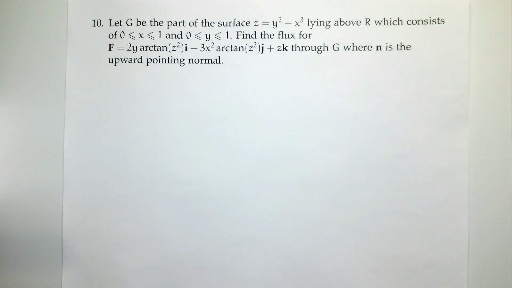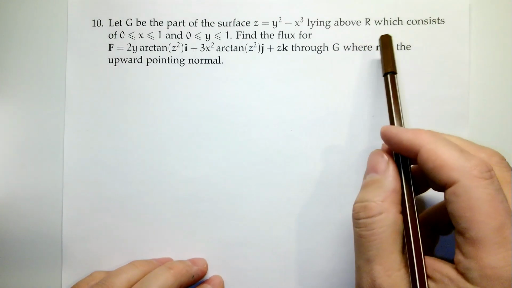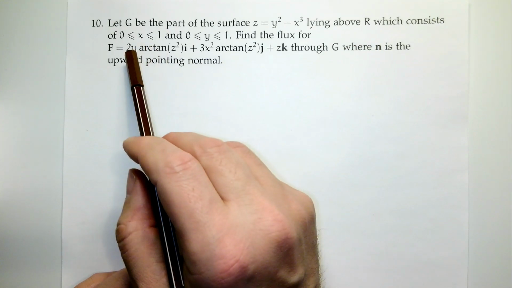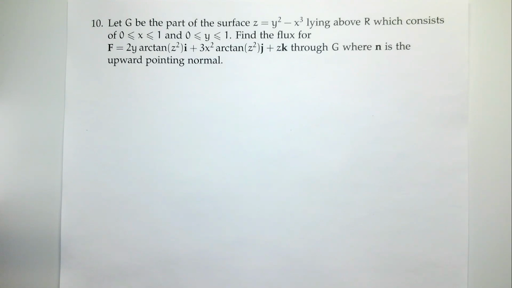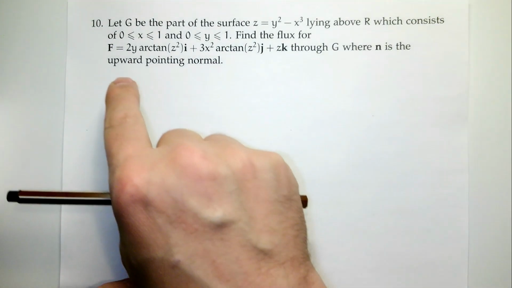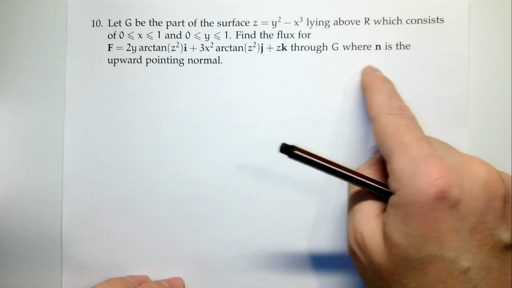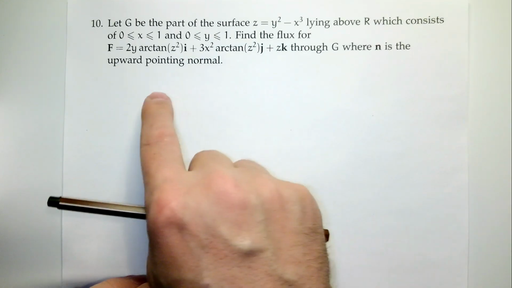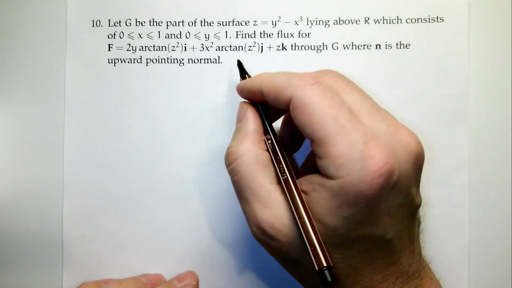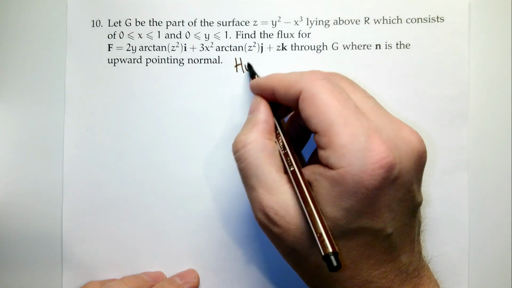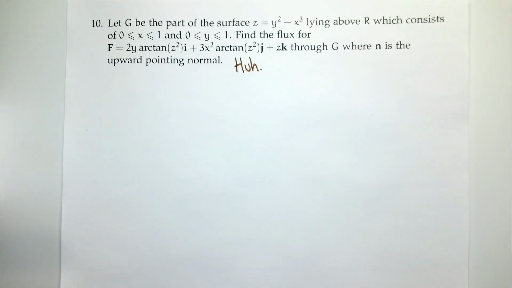So, let G be the part of the surface z equals y squared minus x cubed lying above R, where R has x going from 0 to 1 and y goes from 0 to 1. Find the flux for this function f through the surface G, where n is the upward pointing normal. Now, your first reaction upon hearing this will probably be confusion, because it's not so clear what's going on.